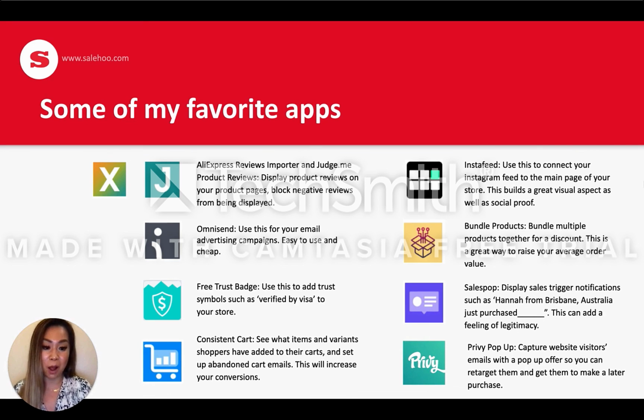And then Sales Pop. So Sales Pop is an application that shows banners displaying basically sales triggers to get people to make a purchase. It'll say like, Hannah from Brisbane, Australia just purchased one of your products. So this kind of gives a sense of urgency, and that if other people are purchasing this product, it'll make your customer want to purchase too. And then finally, Privy Pop-up. So this captures visitors' emails by offering them a discount or a coupon, something that you choose, and allows you to collect emails, which then you can use in your marketing campaigns.